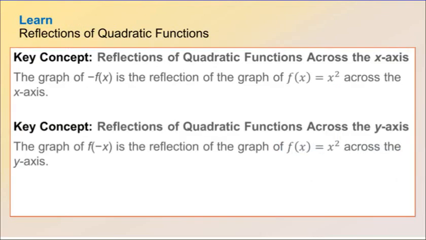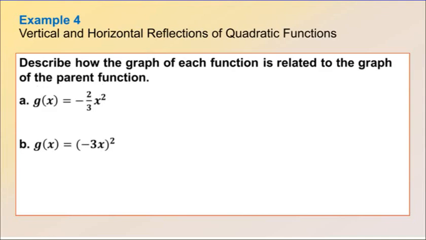Next are the reflections. Anytime they're talking about reflections, there's a negative involved. The graph of negative f of x is a reflection of the graph of f of x equaling x squared across the x-axis. So if the negative is on the outside of the parentheses, it's reflected across the x-axis because your y's are changing from positive to negative. When the negative is on the inside, it's reflected across the y-axis because now your x's are changing from positive to negative.